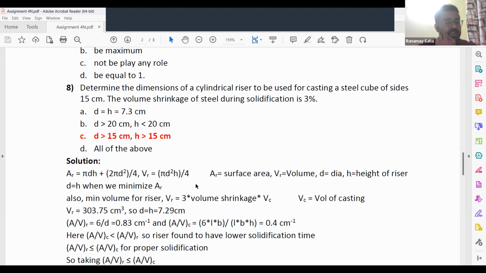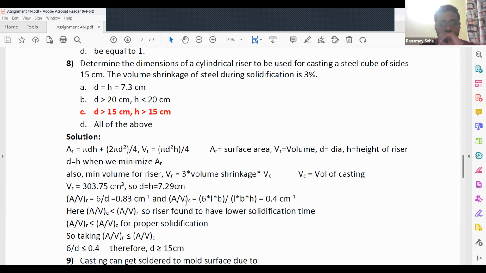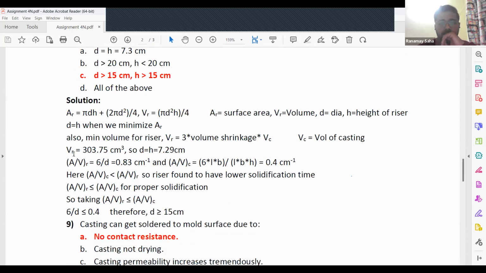And then the riser should have at least thrice the shrinkage volume. Using that condition, you have VR as 303.75 centimeter cube. And then equating it to the volume of a cylindrical riser, you find D equal to H. What is this condition, D equal to H? That is the optimal condition for a riser. When the diameter happens to be equal to H, it is the most optimal riser design, right?